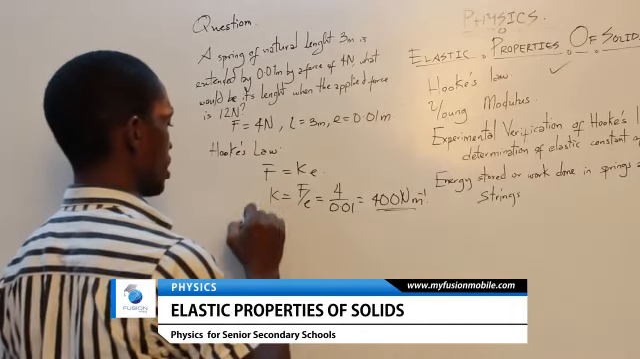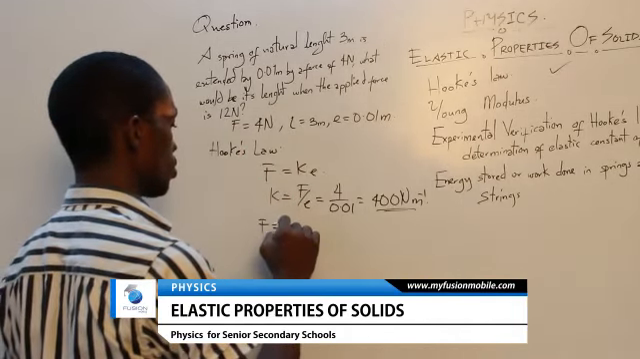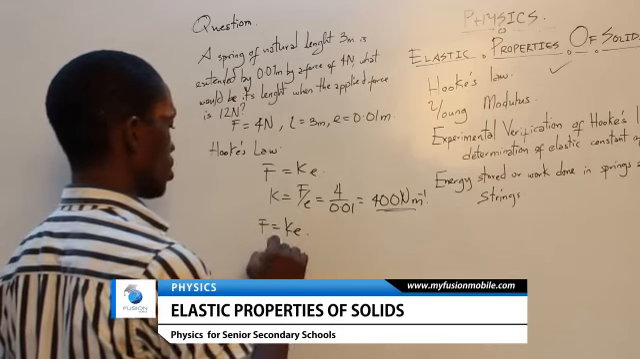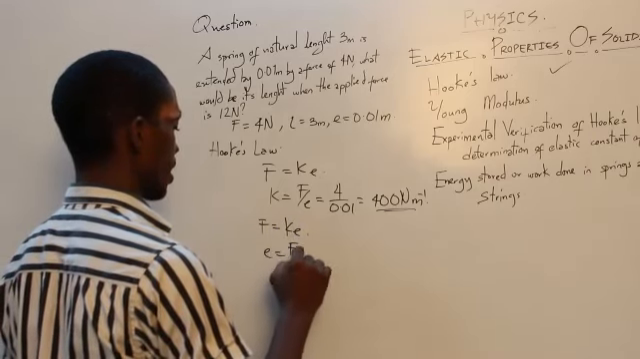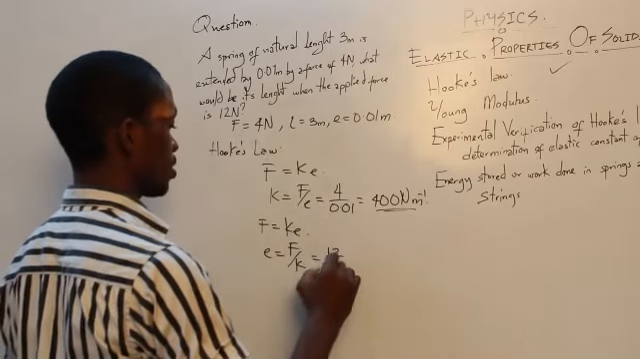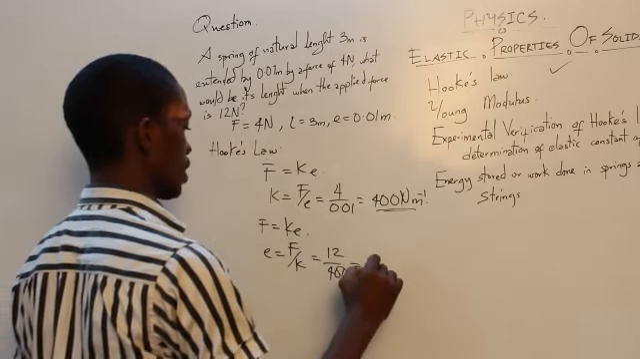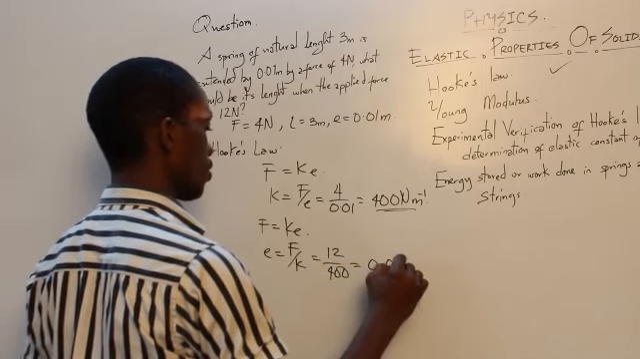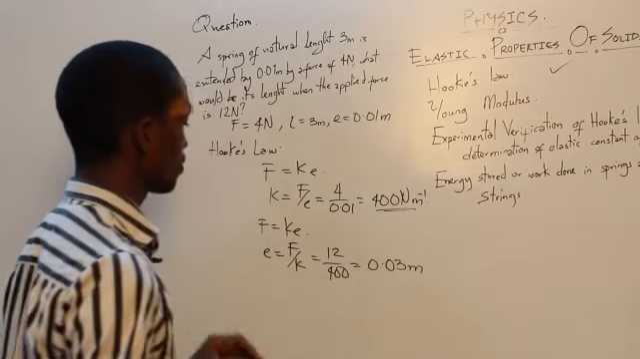How can we calculate that? Our F, of course, equals KE. So E will be equal to F divided by K. Here our F is 12 and our K is 400. So that will give us 0.03 meter.